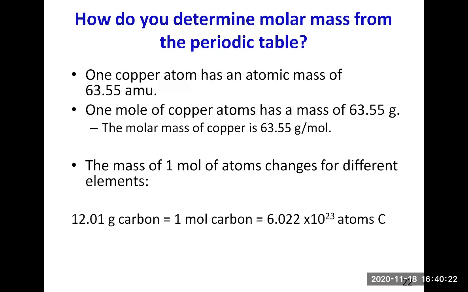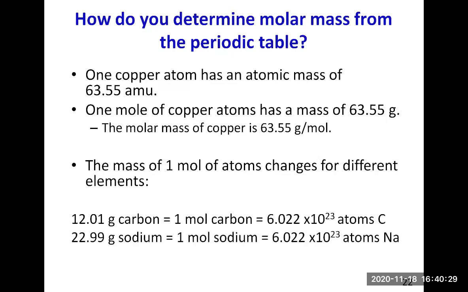And in 1 mole of carbon, we have 6.022 × 10^23 atoms of carbon. If you look at sodium, Na, 22.99 grams of sodium represent 1 mole of sodium, which is 6.022 × 10^23 atoms of sodium. So these numbers that you find on the periodic table that we called average atomic mass, now you can take them as the molar mass of your elements.